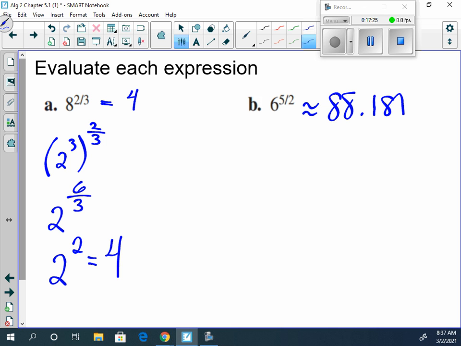Well, it makes sense because 5/2 is what as a decimal? It's 2.5. 5 divided by 2 is 2.5. So we're taking 6 to the 2.5. So it's not just doubled, it's doubled and a half.